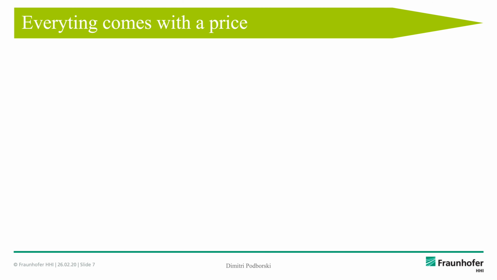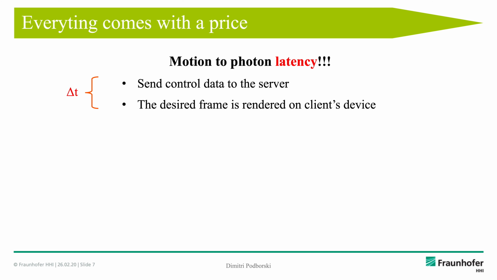Of course, everything comes with a price. And in our case, the highest price we have to pay is the motion to photon latency. And this is the time between when the client first requested the server to change the scene until this change is really visible on the client's end device. And this has to be as low as possible, because high values of motion to photon latency are crucial and will destroy your quality of experience completely.